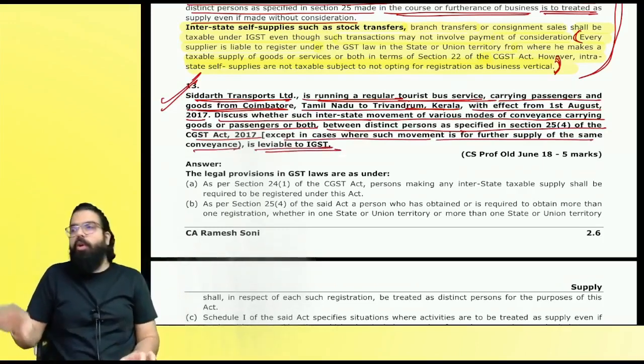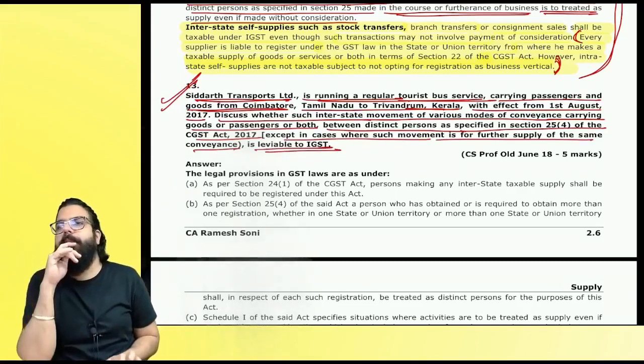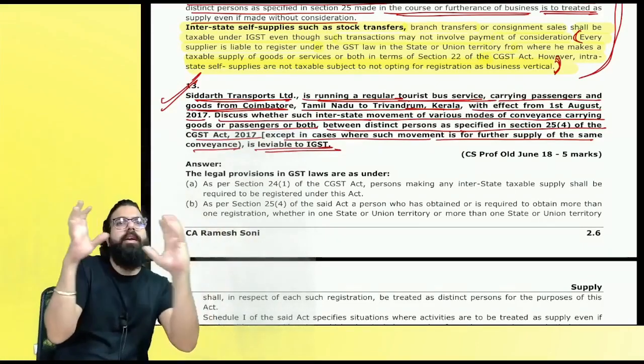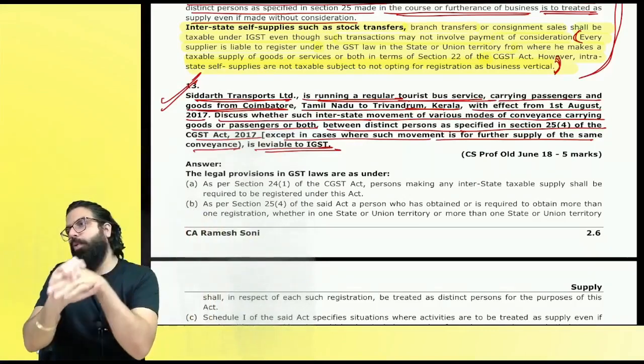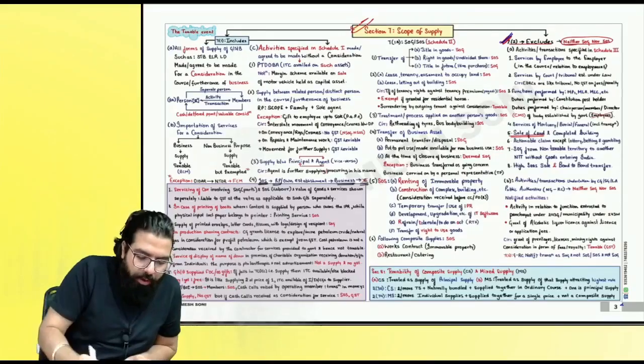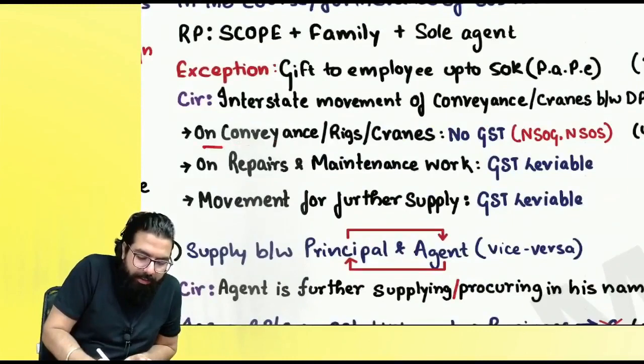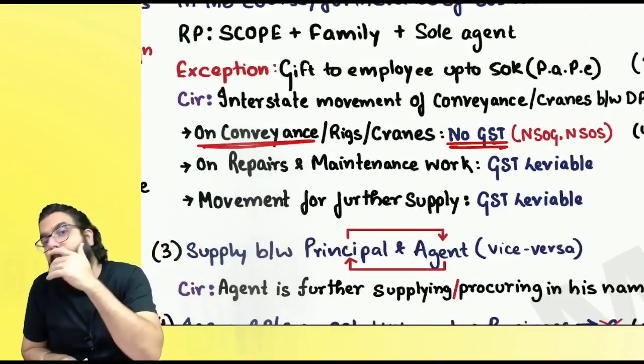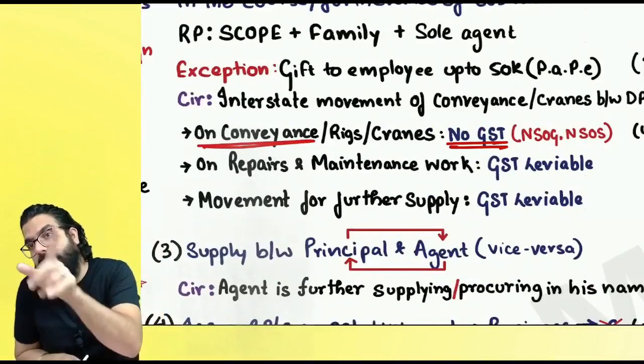Baba, tell me one thing. On the conveyance, will IGST come? When one bus is going from one state to another, on the conveyance, will GST come? No. Baba, I have already told you over here. On the conveyance, there will be no GST. But tell me one thing. On the passenger transportation services, GST will come.